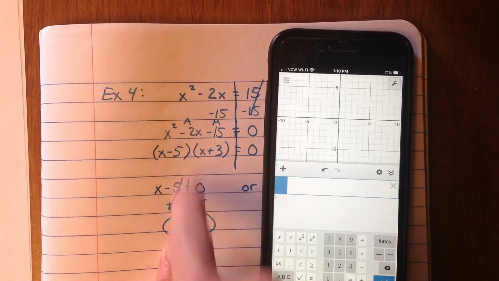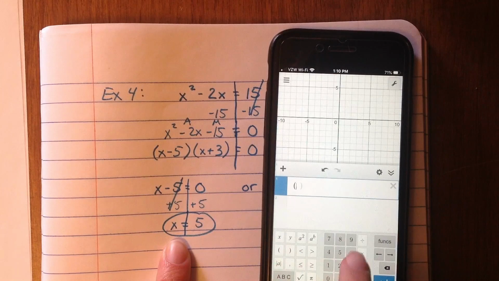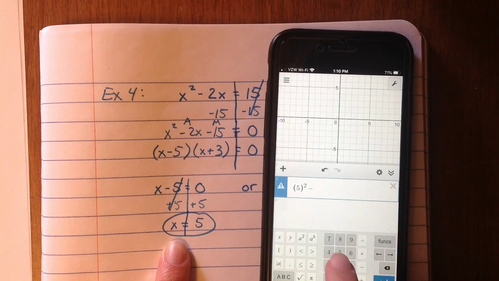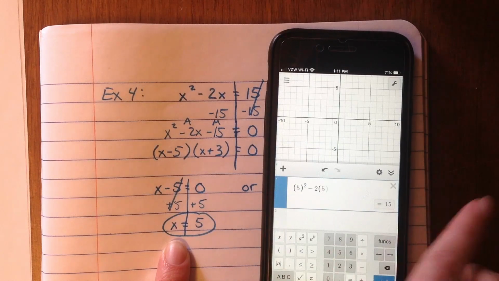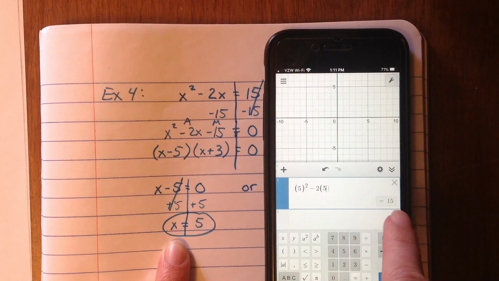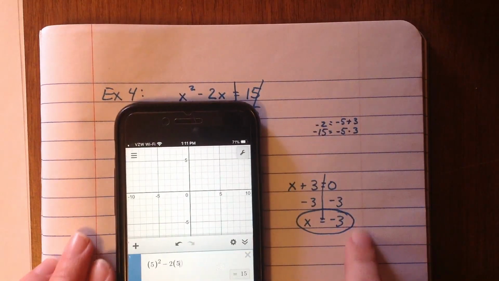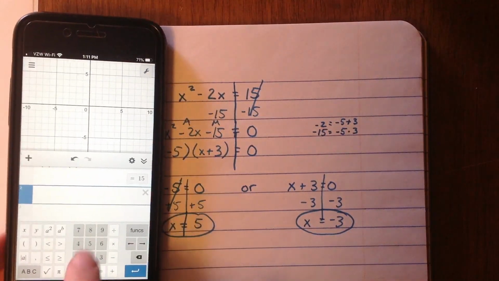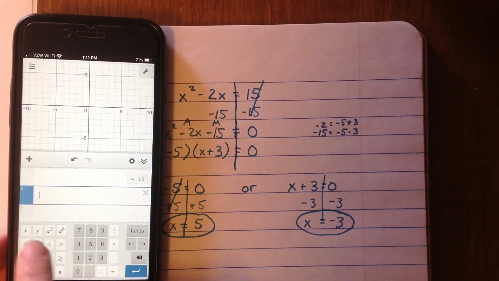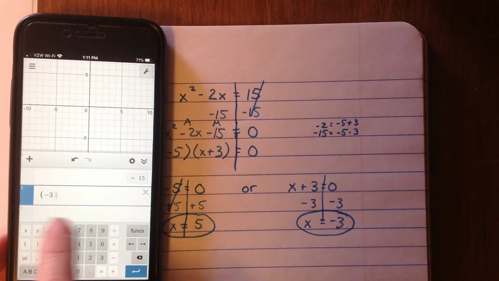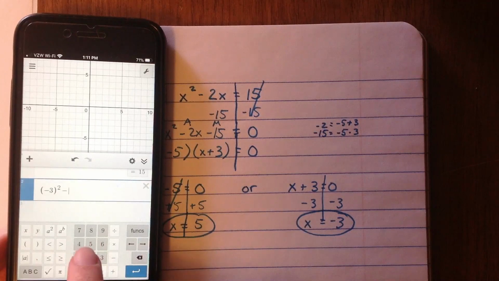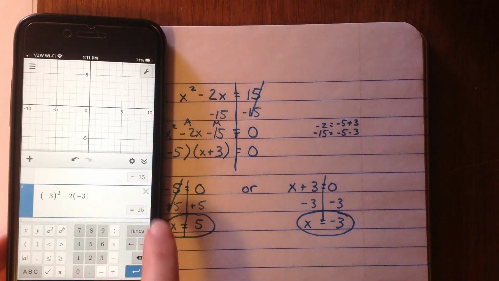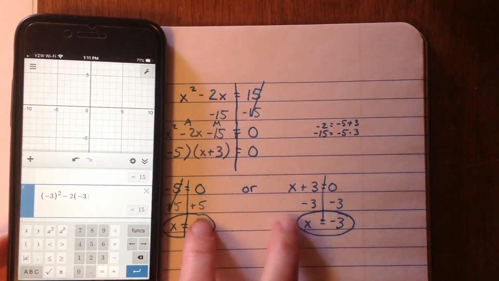So you're telling me that x is equal to 5. I should be able to plug in 5 squared minus 2 times 5, and that should give me, in this case, the answer 15. First answer works. I'm going to also type in the -3 solution. I have to cover up my problem here a second. All right, so you're also telling me that x could be -3. I plug in -3 squared minus 2 times -3, and the answer is also 15. So both of my answers work.